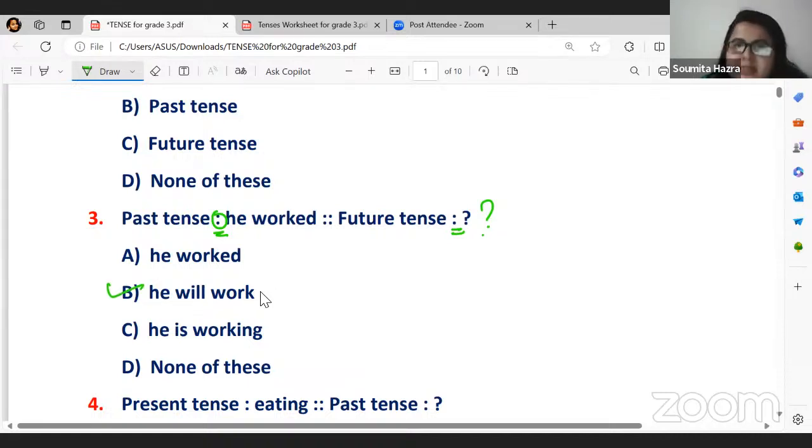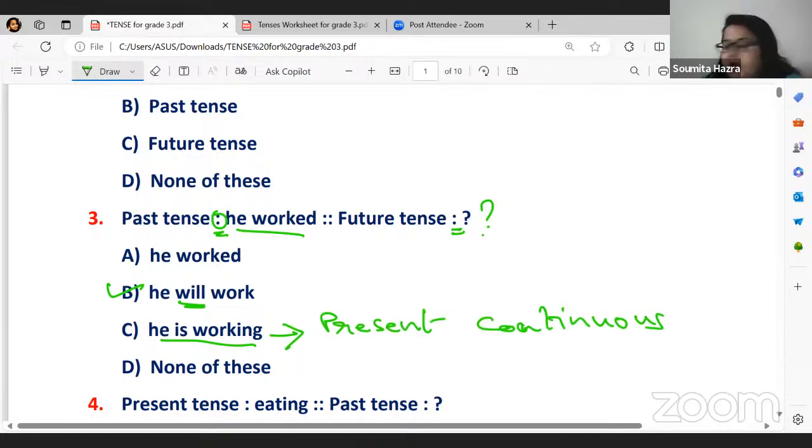Very good. So we have just now read that will is an indication that this is written in future tense. He worked is an example of past tense. He will work is an example of future tense. And he is working, what is this tense? This is present continuous, right? Be very careful about the spelling of continuous.